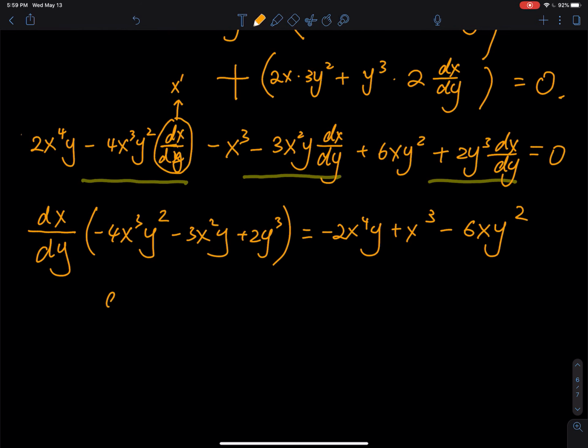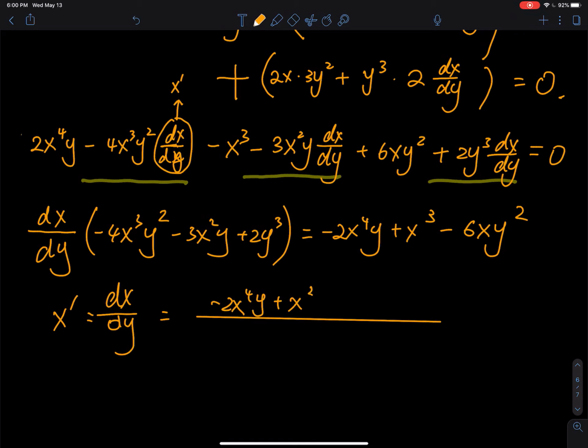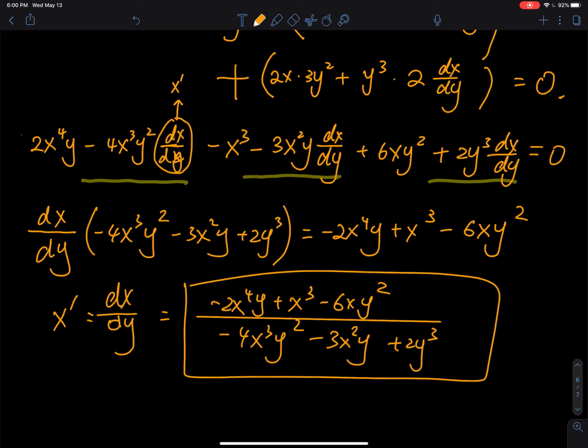So dx dy is the same thing as x prime because we are taking the derivative of x, so that's why it's x prime. That is equal to a fraction bar: negative 2x to the fourth y plus x to the third minus 6x y squared, divided by negative 4x to the third y squared minus 3x squared y, and then plus 2y to the third, right? So that is the answer to this problem.